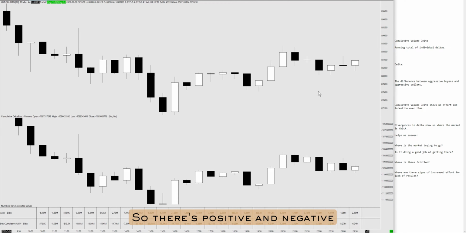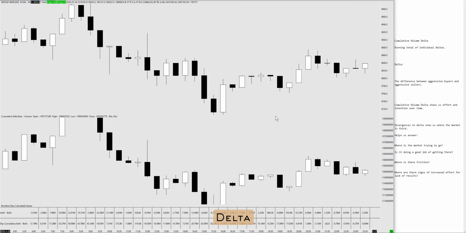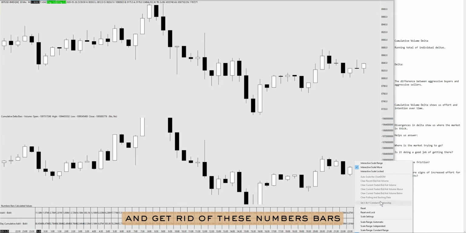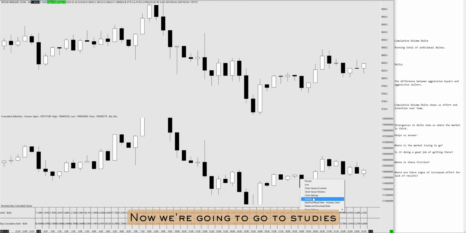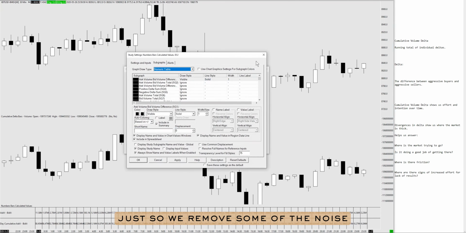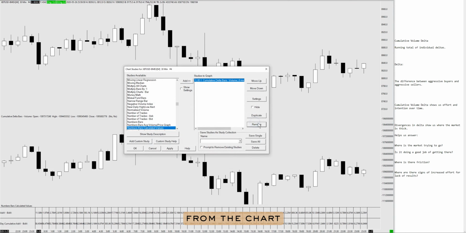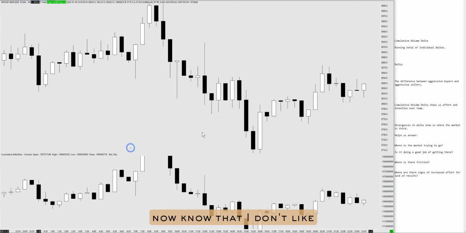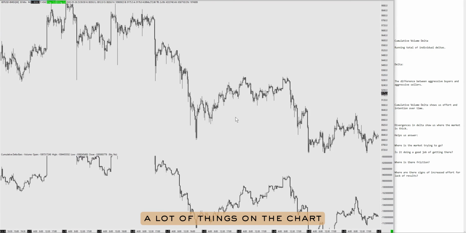So those positive and negative values. What we're looking for is divergences in delta. Just to understand what this means, we're going to get rid of these numbers bars now. We're going to go to studies and take these away, just so we remove some of the noise from the chart. You guys by now know that I don't like a lot of things on the chart.